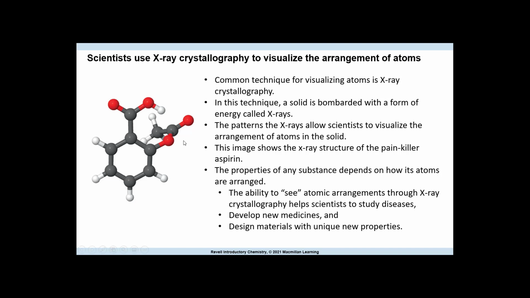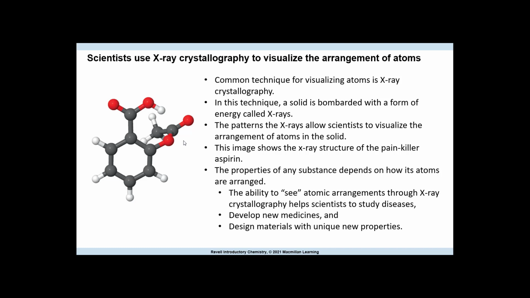So in this technique, a solid is bombarded with a form of energy called X-rays. We will be covering X-rays in chapter 4. The patterns of the X-rays allow scientists to visualize the arrangements of atoms in solids. So basically, the X-rays bombard the solid, and they can follow the pattern of when they're hitting it and when they're not hitting it, and that creates, I'm trying to explain this simplistically, like an outline. Because of that, they can determine the 3D arrangement of all of this. So this is of aspirin.